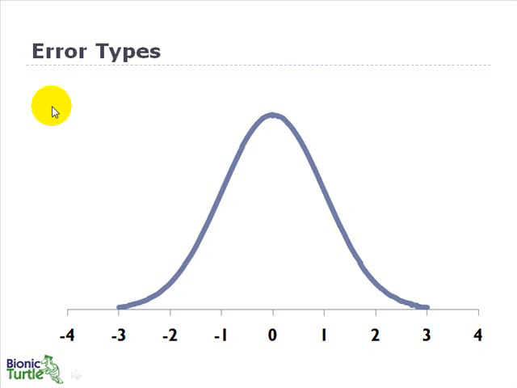So to illustrate, I'm going to use the normal distribution curve. Now this is a density function with mean of 0. It's also a standard normal distribution, and by standard I mean the mean is 0 and the standard deviation is 1.